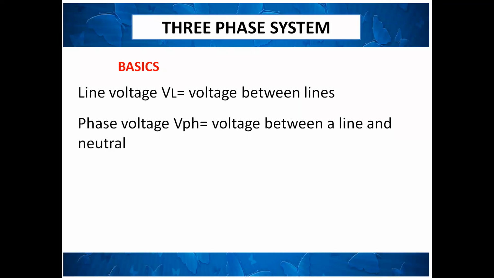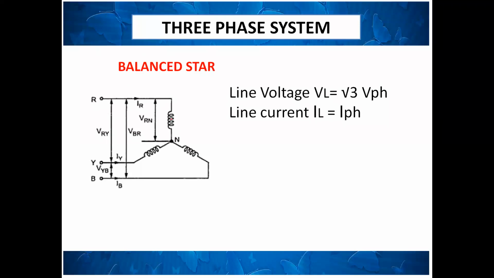Now, before you study the 3-phase transformer, we should understand the 3-phase terminology. So, you know, in 3-phase there is a line voltage. Already we discussed it. There was a question about star delta connection. Line voltage means voltage between lines. Phase voltage means voltage between line and neutral. Now if we talk about the balanced star, here line voltage equals √3 times phase voltage, and line current equals phase current.